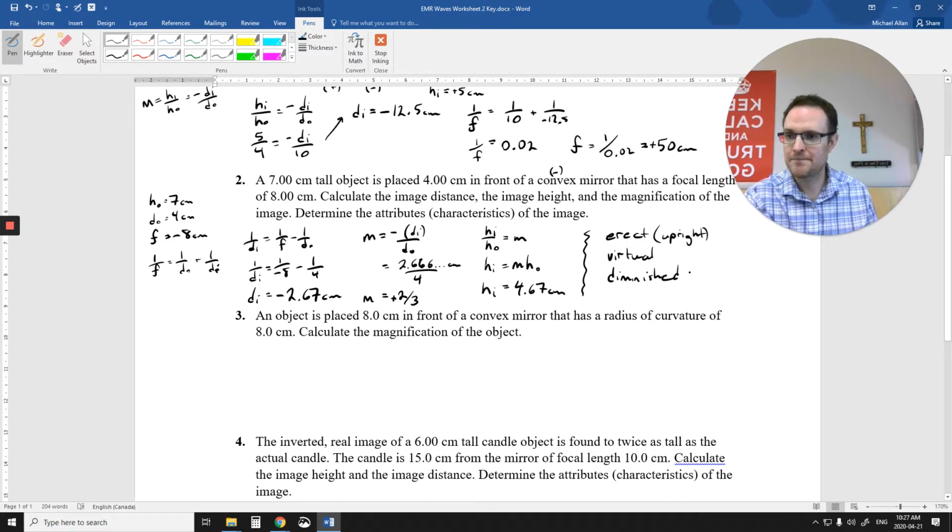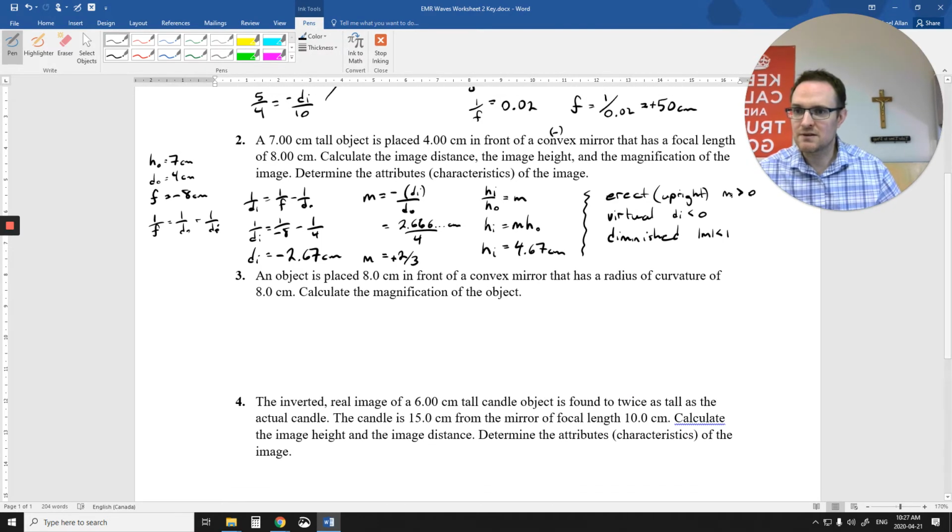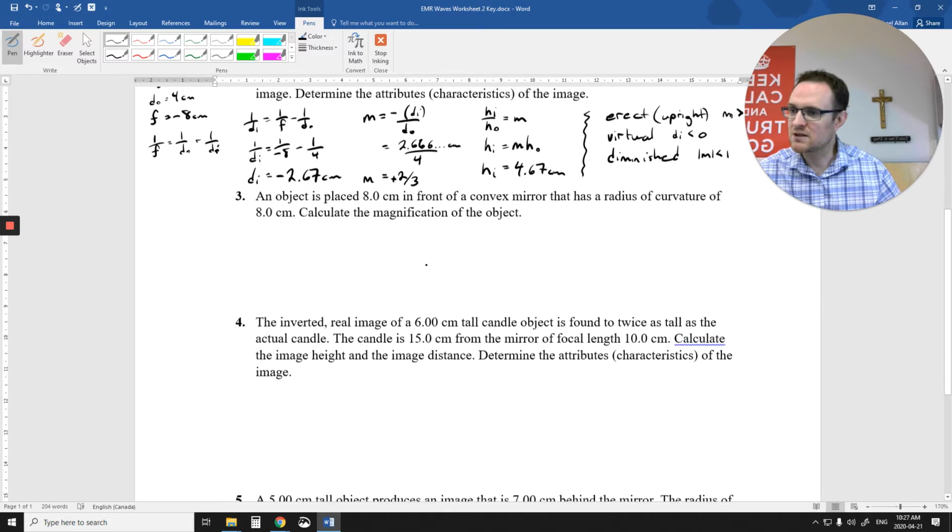I'll just put down here, since the magnification is less than 1, right? It's virtual because DI is less than 0, so it's a negative number, and it's erect because, a couple of different ways, we can say magnification is a positive number. You don't have to put the "since" parts in there. You can just give me the characteristics.